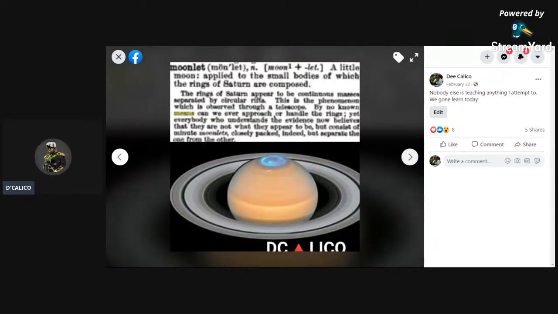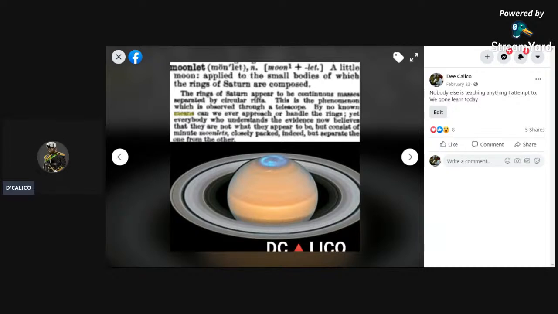Yeah, nobody does this. You feel? Nobody has ever told you what Saturn's rings are composed of. They're composed of moonlets. Yeah. The rings are composed of moonlets.